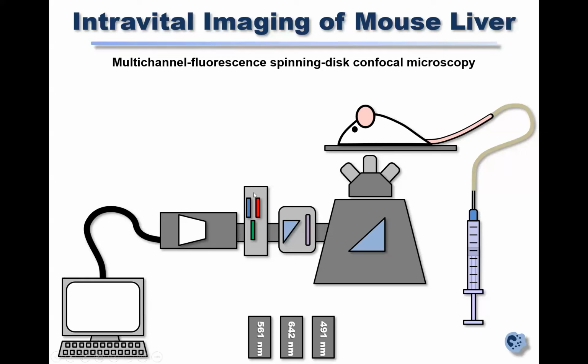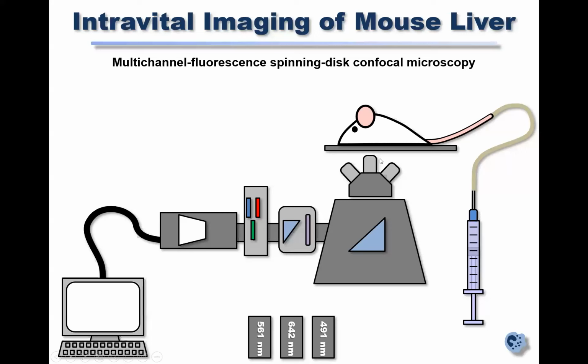And so we'll take antibodies and we'll inject them into the tail vein. Those antibodies are directed against specific cell types, so for example, Ly6G on neutrophils. And so we then look at just neutrophils if that's what we're interested in.